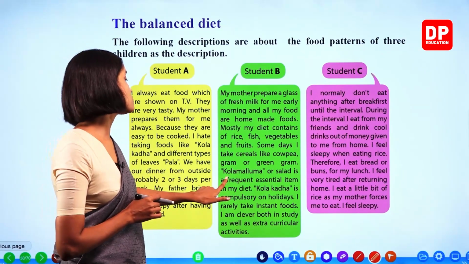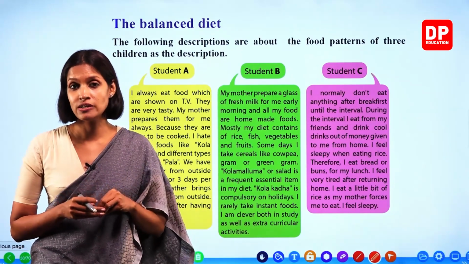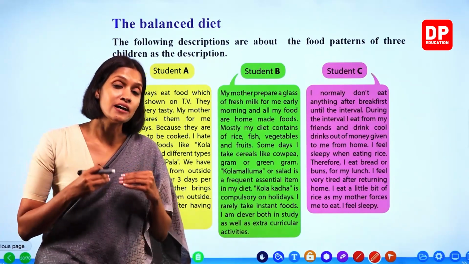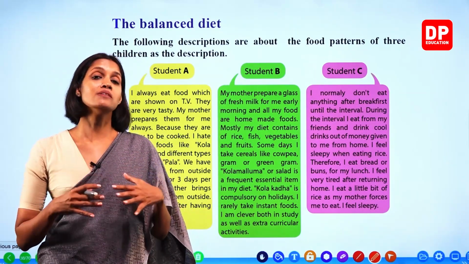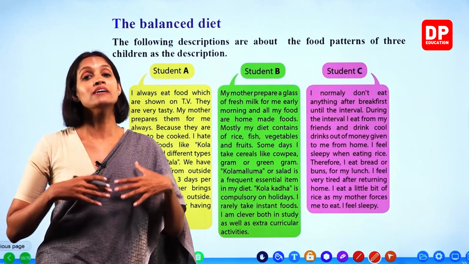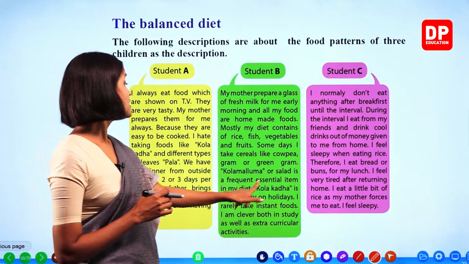Kolamalluma or salad is frequent. Kolamalluma, which means green leaf mallow, right? It contains a large amount of vitamins and minerals. Vitamins and minerals help to maintain your body healthily, right? To avoid different diseases.